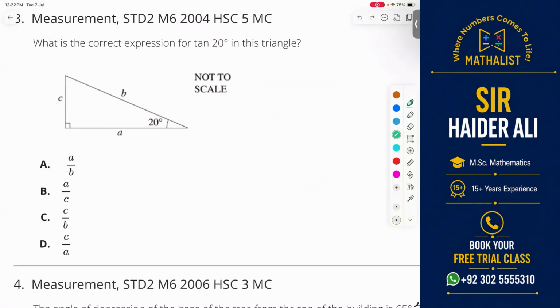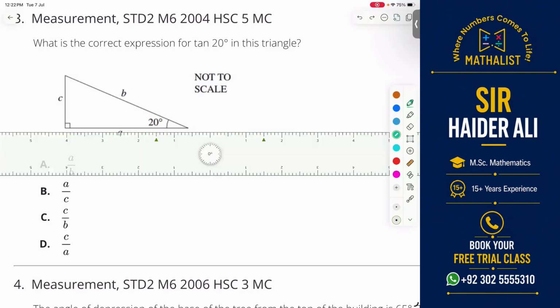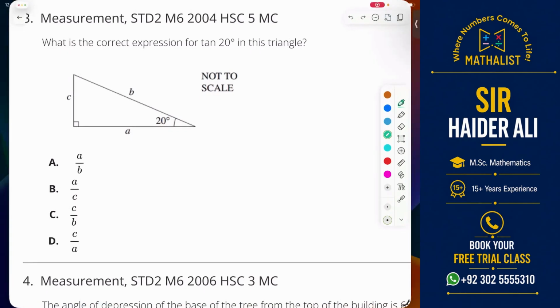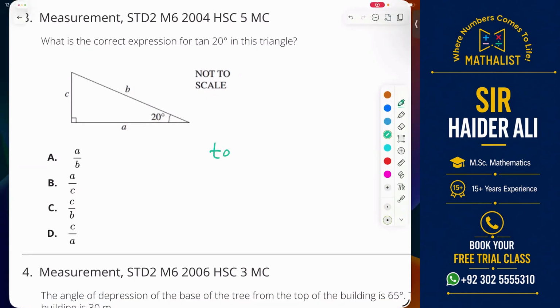What is the correct expression for tan 20 in the triangle? Can you tell me what is tan 20? What is the tan formula? Tan is opposite over adjacent. So what is opposite here? Opposite is C, and adjacent is A. And which answer? I think option D. Okay.